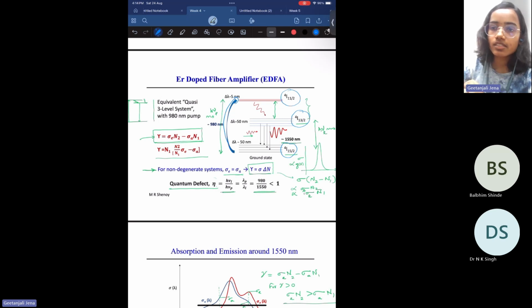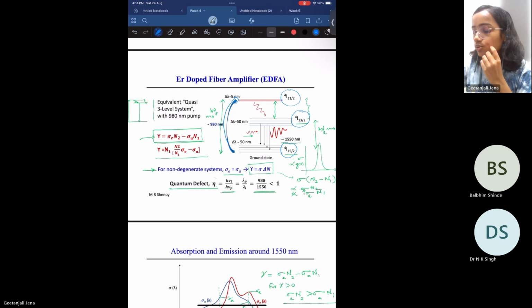The erbium ions stay for a longer time in the metastable state because the metastable state does not follow the selection rule, so the transition from that level is not usually allowed. That is why the population in the metastable state gradually increases over time, and we see a population inversion between the metastable state and the ground state.